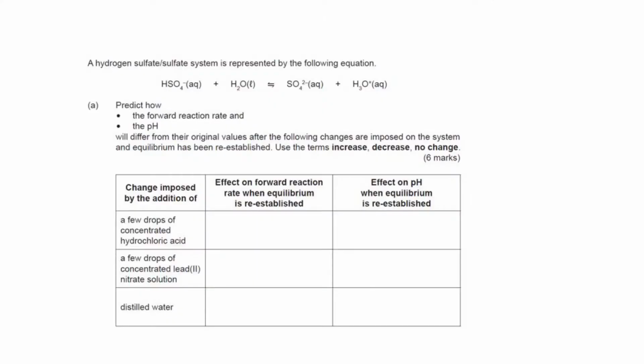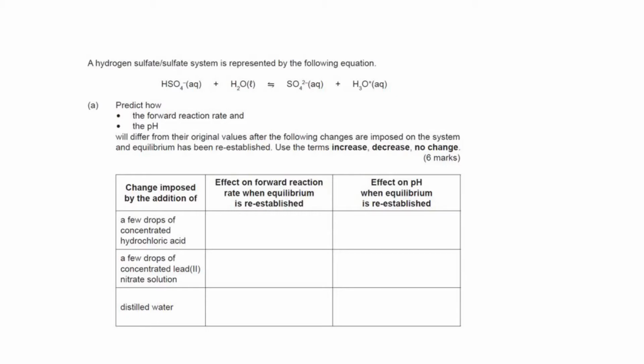Here's trap number 3. For this one, we can use the exam question we used previously. If we add lead nitrate solution, what happens? Well, blindly looking at this, we could say that the lead ions and nitrate ions are not in the system, so no effect, right? Well, no. The lead ions can actually form a precipitate with the sulfate ions, lead sulfate. That lowers the sulfate ions concentration.